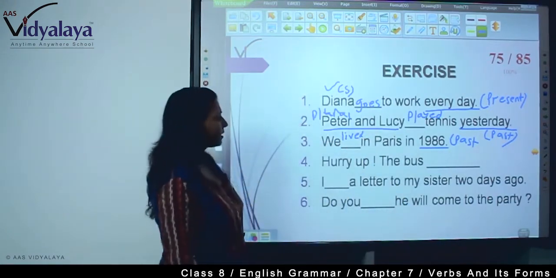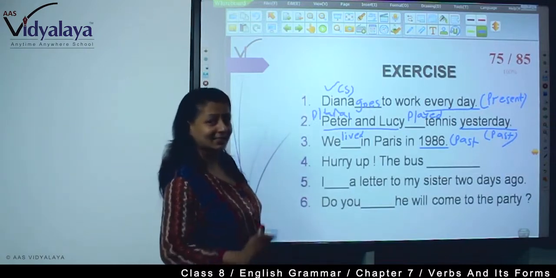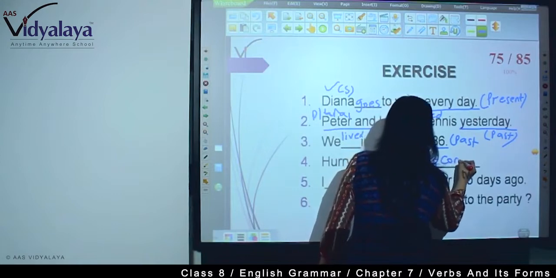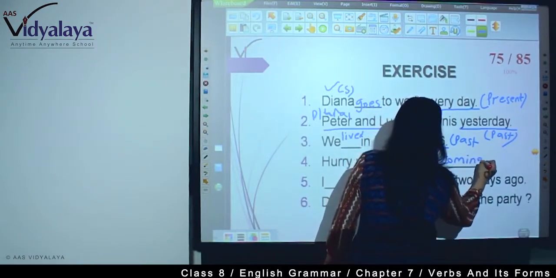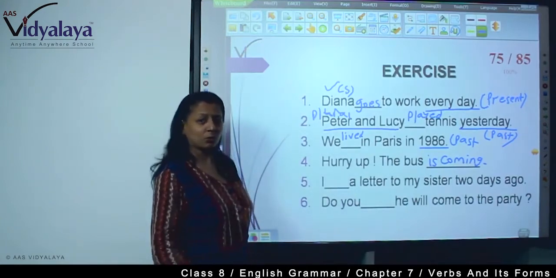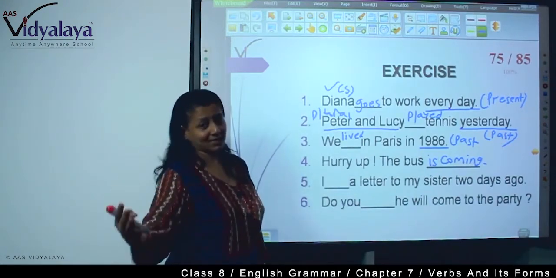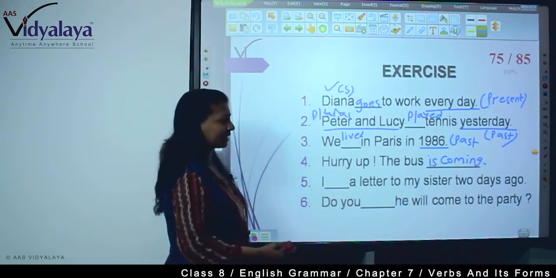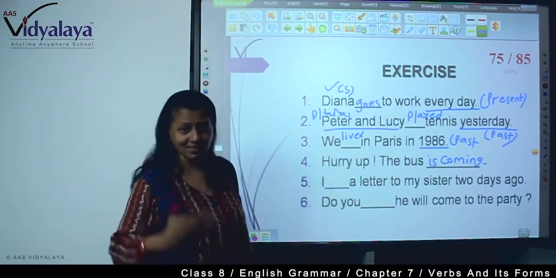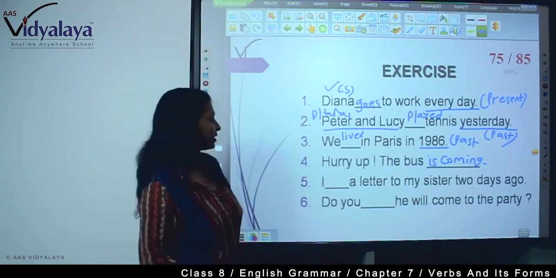Now, next, hurry up. The bus is coming. Is coming. Because when there is a plan, we can write present continuous, though it hasn't come yet, it's planned, so it's coming. So this is a future. You can say it hasn't come yet. So we are saying hurry up, the bus is coming. This is about to reach.